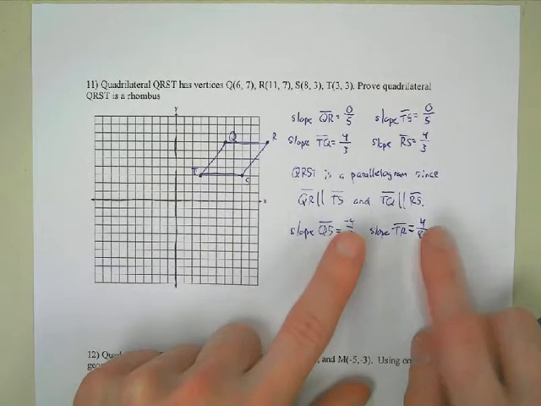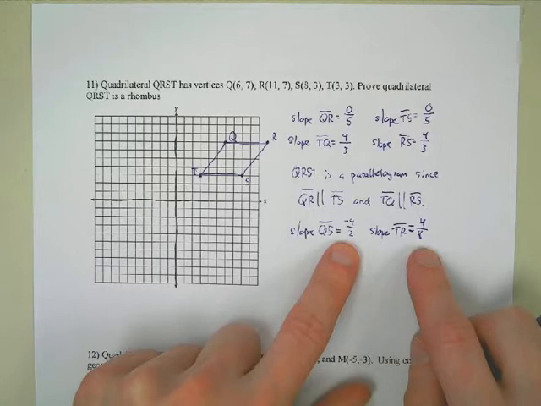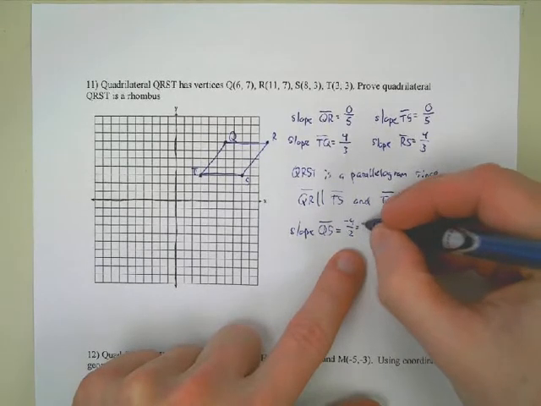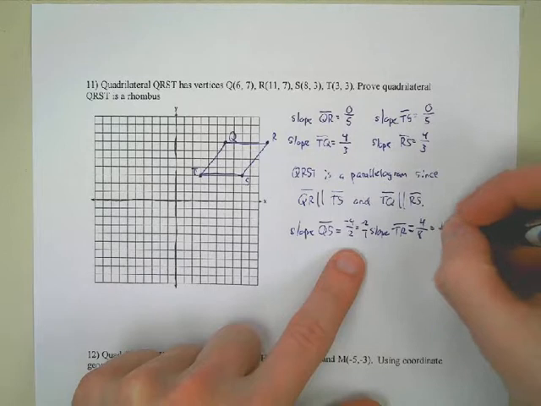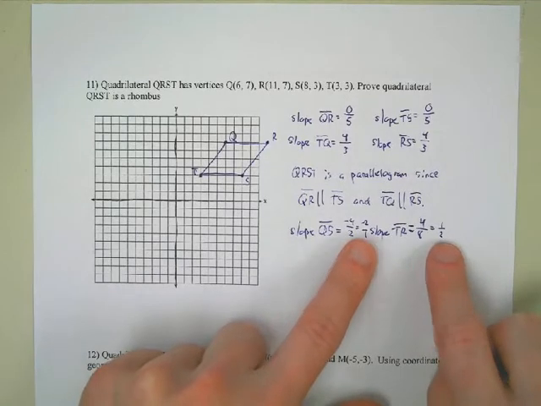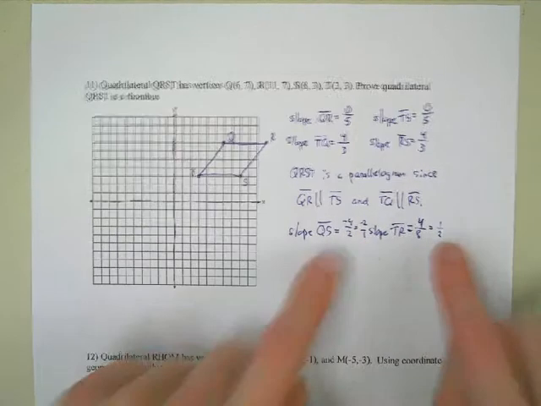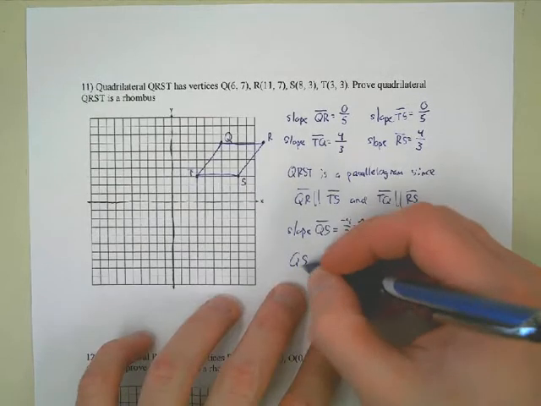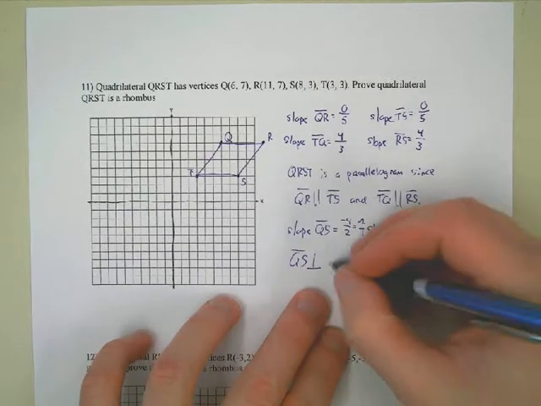Since they're opposite reciprocals, they're perpendicular. Okay, I'm looking at these, and these don't look like opposite reciprocals to me just yet. What do I need to do still? Yeah, I need to simplify first, that's right. So make that -2 over 1, make that 1 over 2, and now, yes, exactly. Now I can very easily see -2 over 1 is the opposite reciprocal. So we can go ahead and say QS is perpendicular to TR.